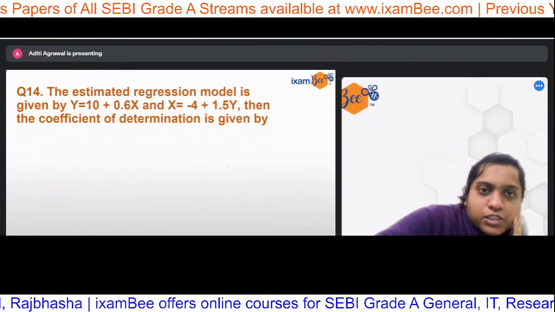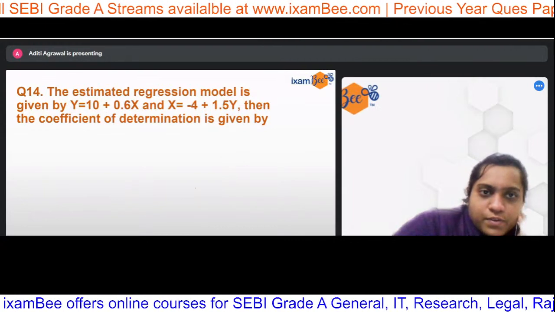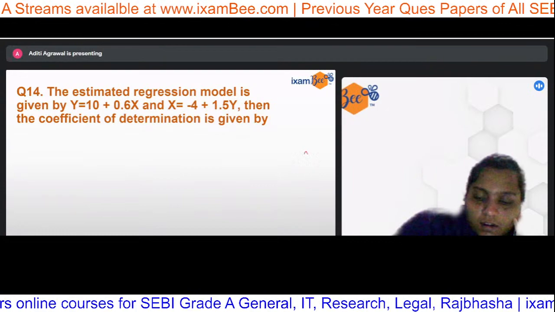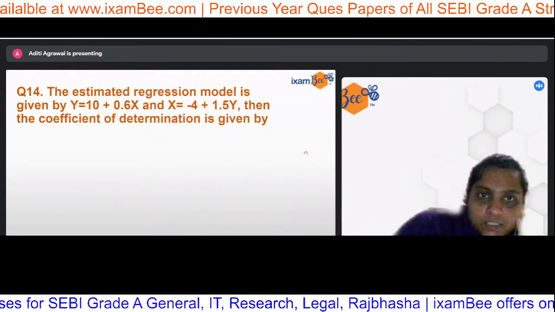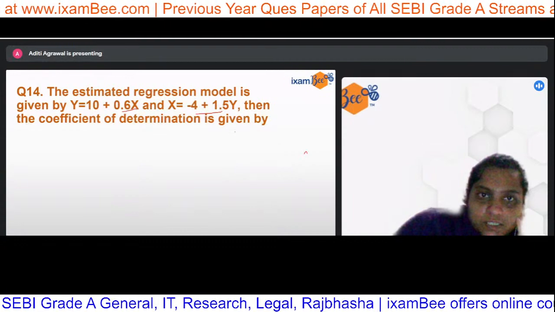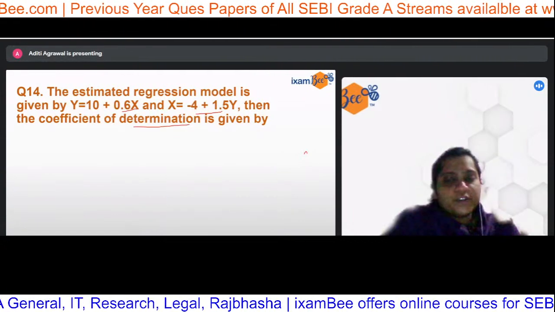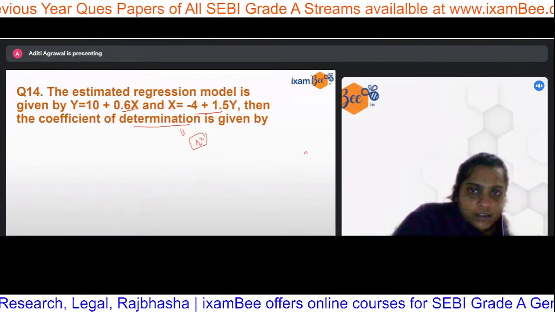Next question. The estimated regression model is given by y is equal to 10 plus 0.6x, right? And x is equal to minus 4 plus 1.5y. Then the coefficient of determination is given by what? So the coefficient of determination is r squared, right?